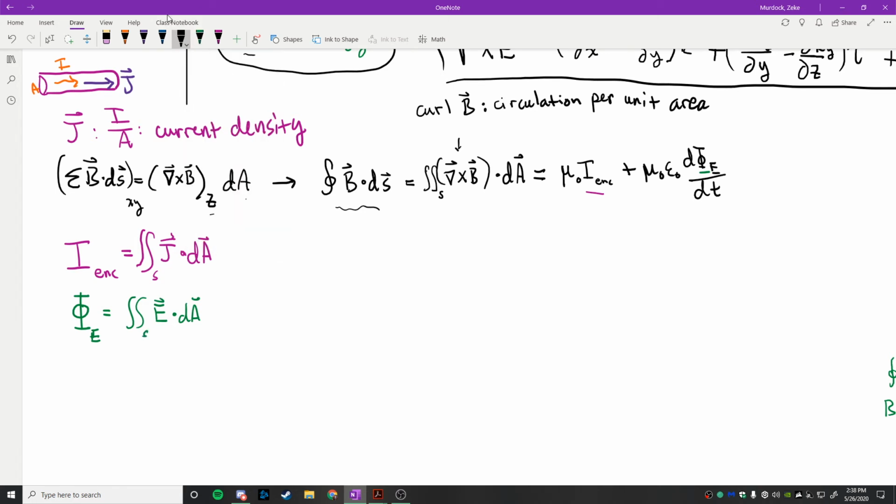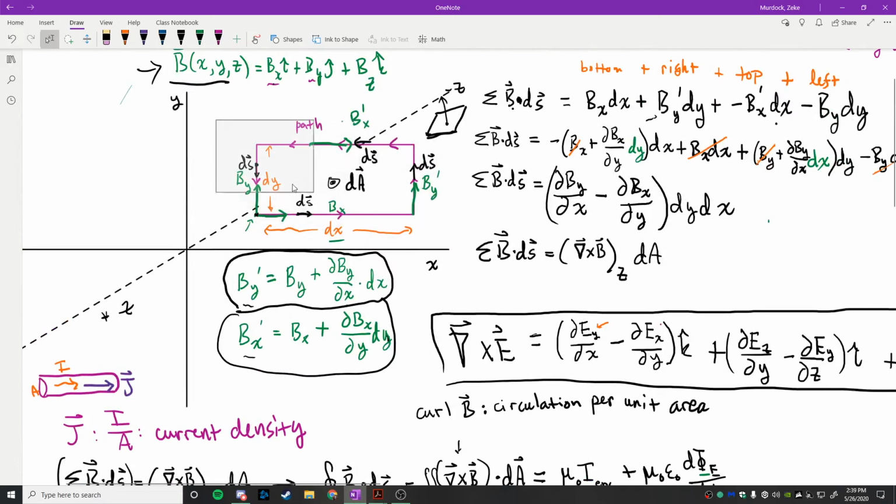What do we have? The left-hand side of my equation is a surface integral of the curl of the magnetic field dot dA. And the right-hand side is this. It's mu naught multiplied by I enclosed, but I enclosed is now equal to a double integral over a surface of the current density dot dA. Probably the same dA that shows up on the left side, right? Because dA represents basically this thing right here. That's your dA, right?